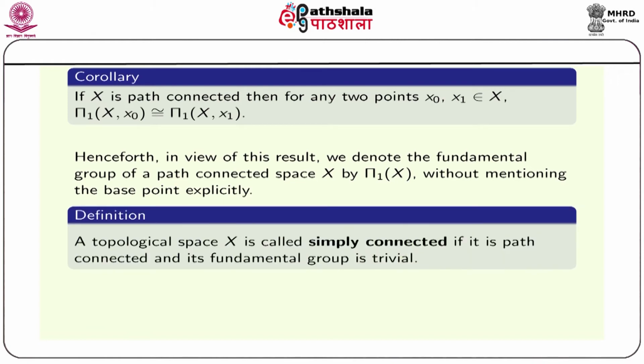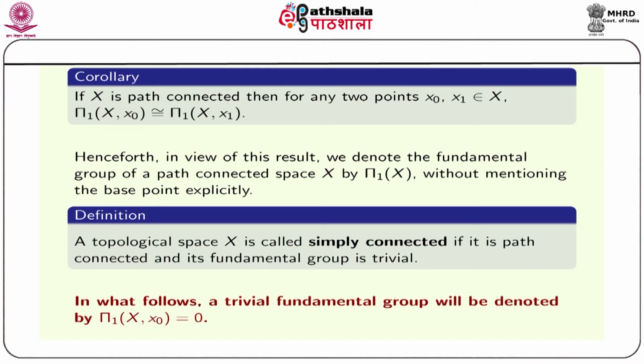Now, we define what we call simply connected space, that a topological space X is called simply connected if it is path connected and its fundamental group is trivial. So, in what follows, a trivial fundamental group will be denoted by 0. Let us suppose that we are given a continuous function between two pointed topological spaces. Now, what do we mean by continuous function between pointed topological spaces? It is actually a continuous function between the given topological spaces such that it carries the base point of the domain to the base point of the codomain.